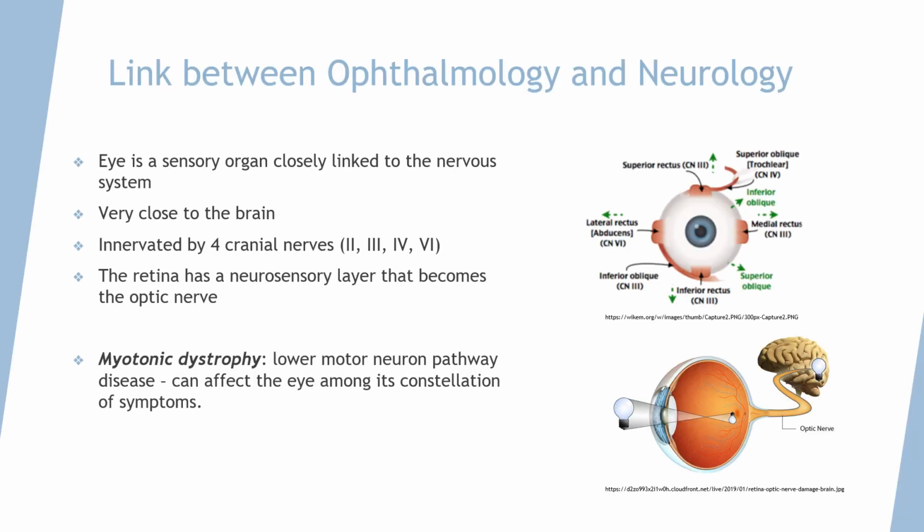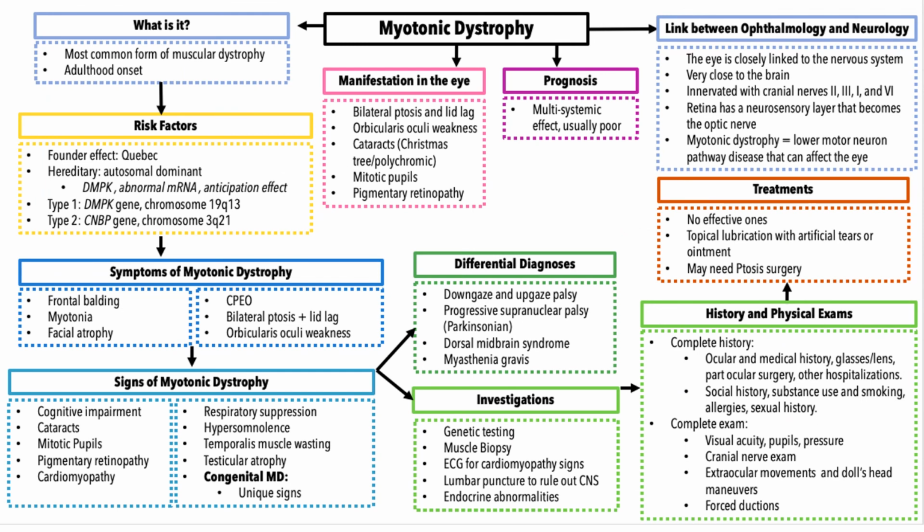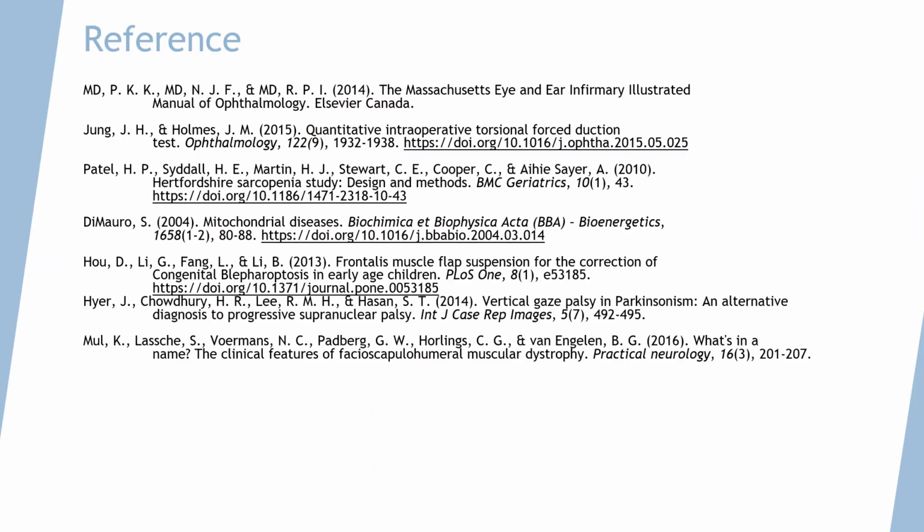So here is, again, the link slide between ophthalmology and neurology, and hopefully this has been strengthened by our exploration of myotonic dystrophy. Here is a helpful flowchart as a summary of everything we've talked about in this presentation. And here's a list of references we've used to collect information about myotonic dystrophy and its ophthalmic complications.